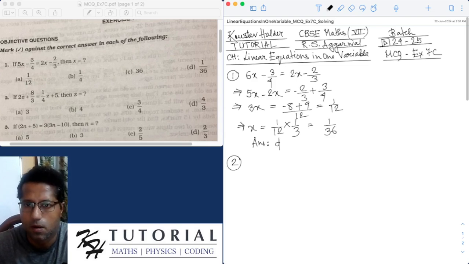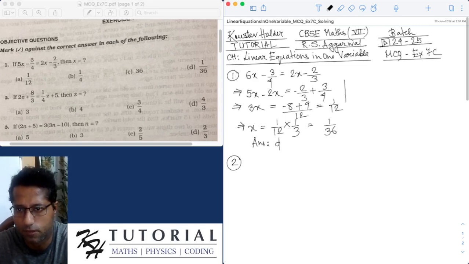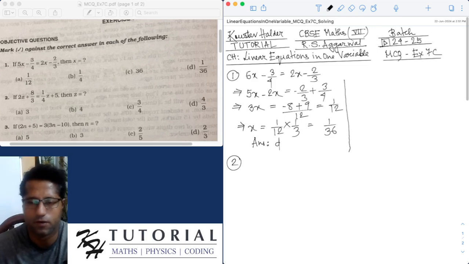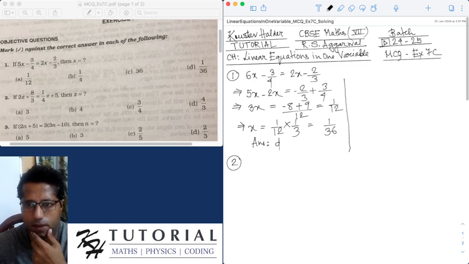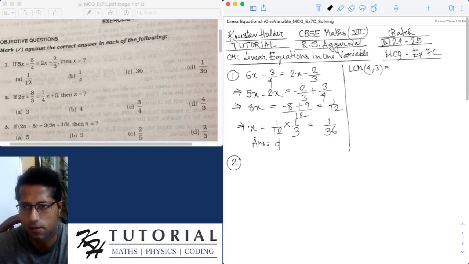Now let me solve this in an alternate way. If you are not comfortable with addition or subtraction of fractions, that is dealing with fractions or rationals, and you want to get rid of fractions, then you multiply both LHS and RHS by the LCM of 4 and 3. Why 4 and 3? Because the two fractions are minus 3 by 4 and minus 2 by 3, and they have denominators 4 and 3. So the LCM of 4 and 3 is 12.